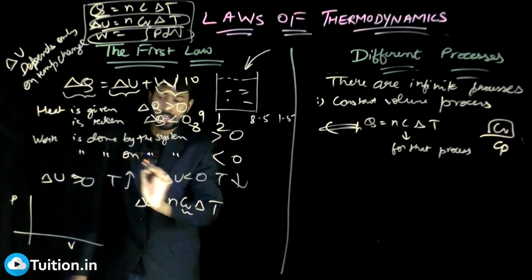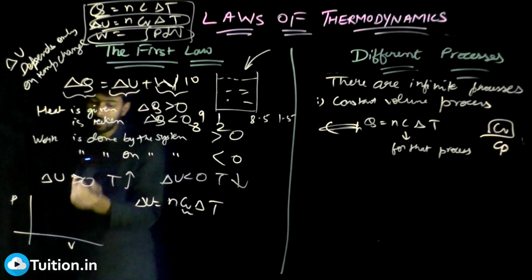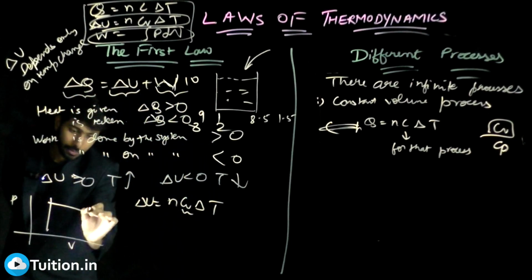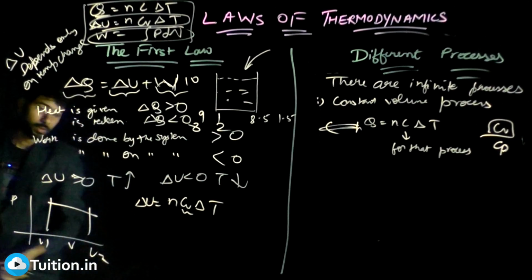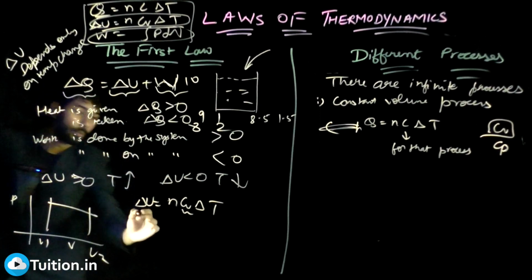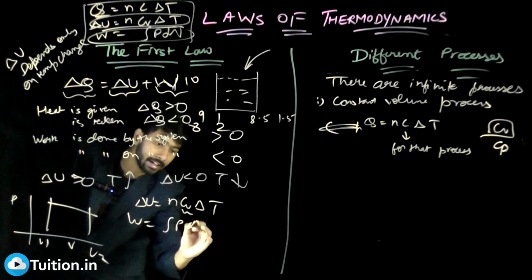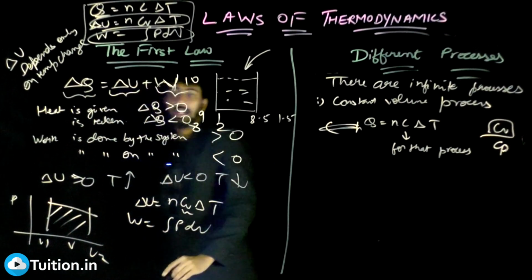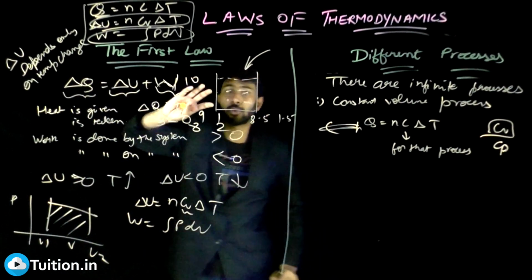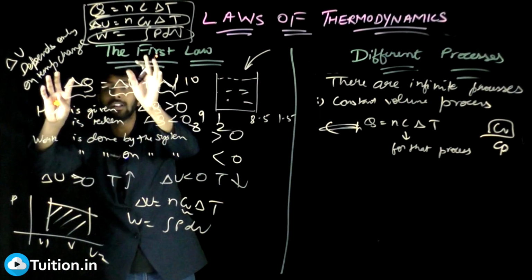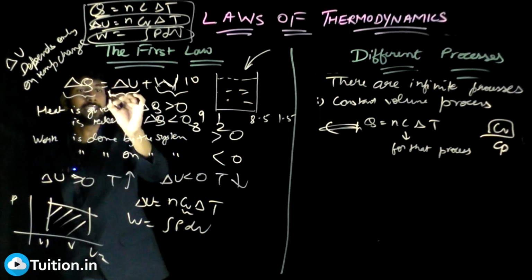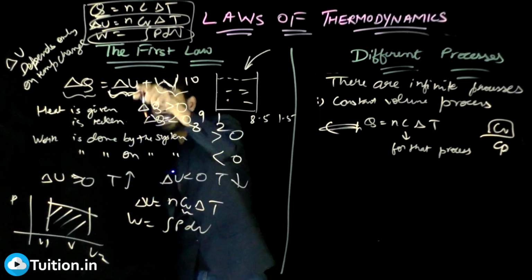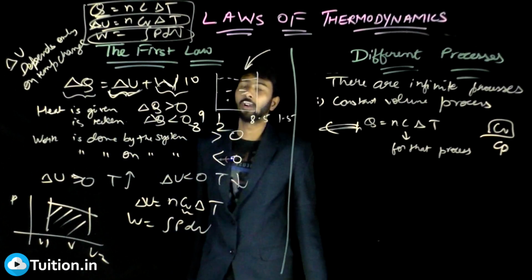So how the problems will be is, you'll be given some PV graph. If I ask you V1 to V2, then remember work done is integral PdV, so it is the area under the PV graph. This area will give you the work done, right? So you're supposed to subtract the work from the heat, and then you'll get ΔU. Or if you're given ΔU and ΔQ, they can ask you what is the work done.